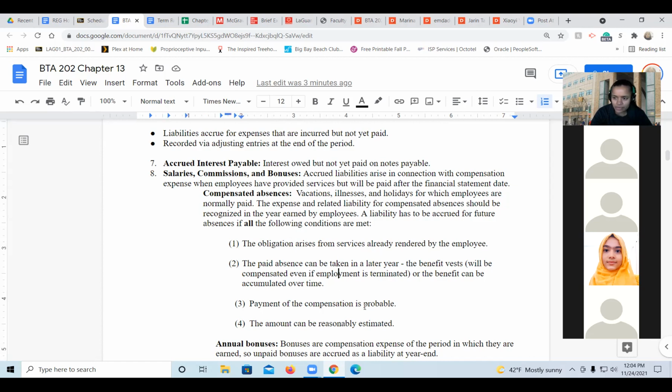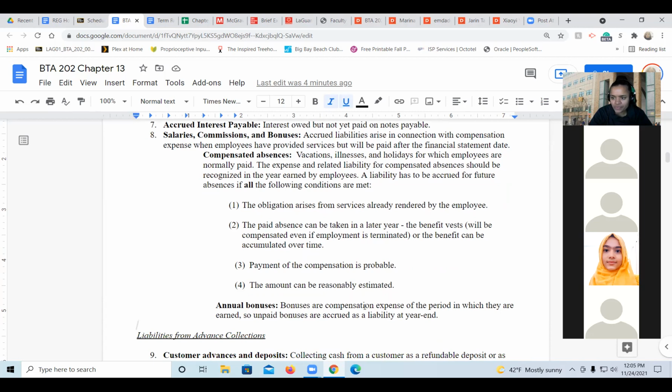They also say that it's probable that the person will take the days, or that we'll have to pay out the compensation if they don't take the days, and the amount can be estimated. Right, so this is something, again, that especially if you're working somewhere, if you're checking all the accruals for the end of the year, you want to make sure that the company is actually accruing for compensated absences. And then there's also bonuses.